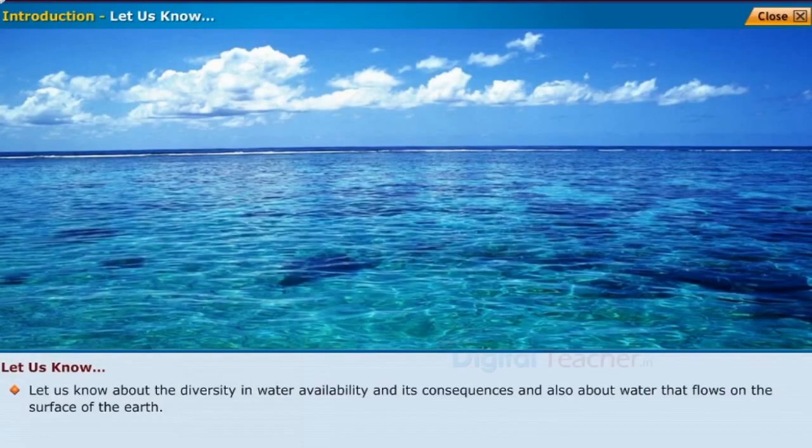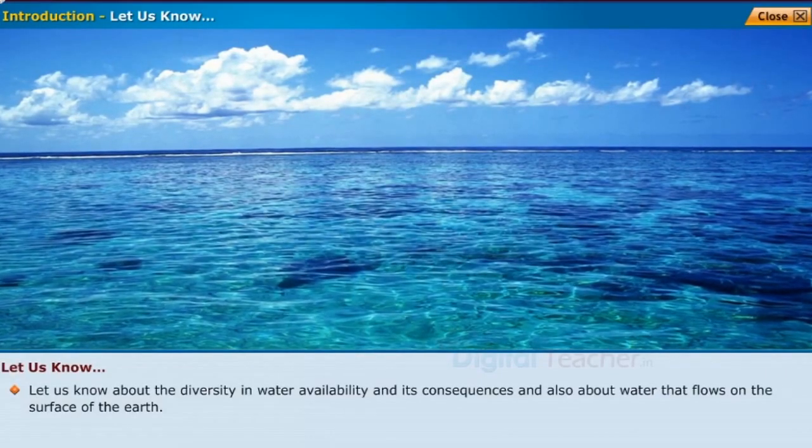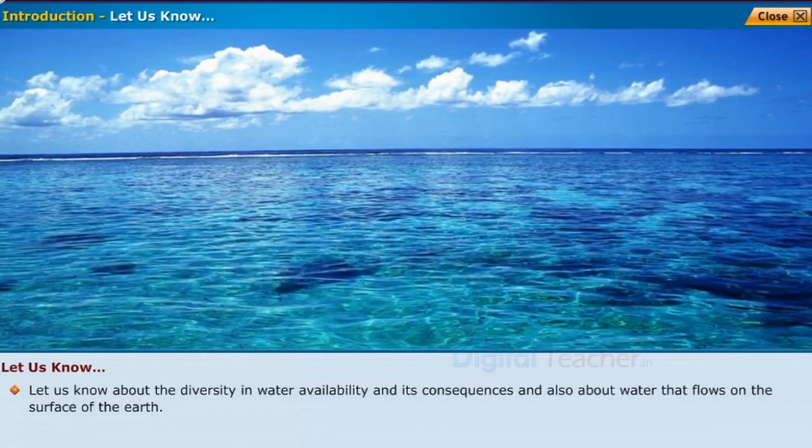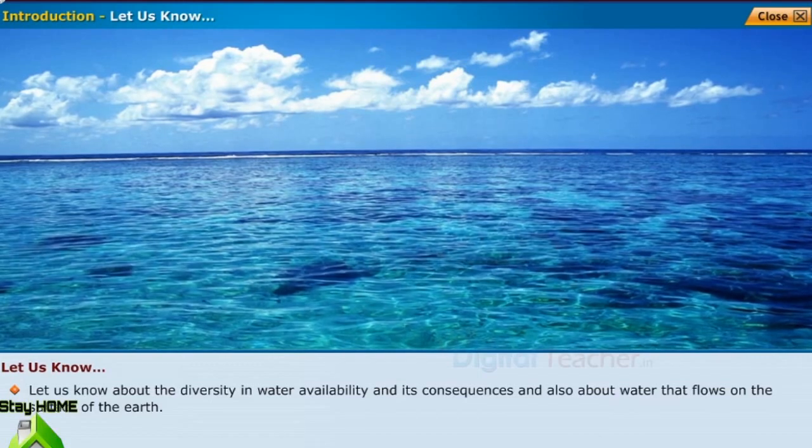Let us know about the diversity in water availability and its consequences, and also about water that flows on the surface of the earth.